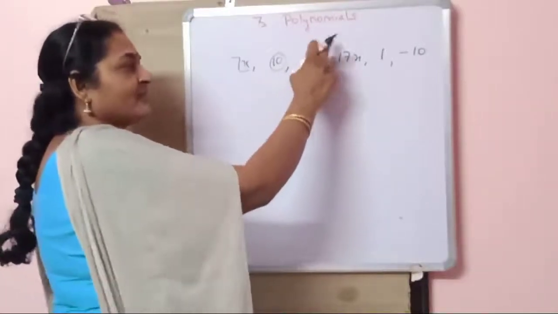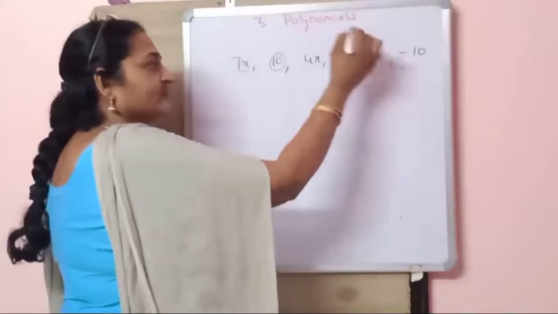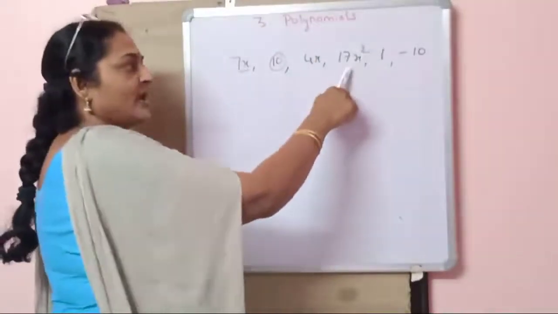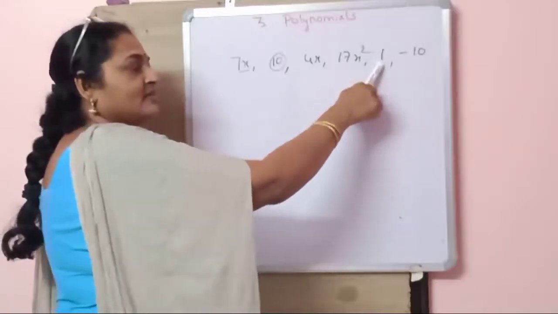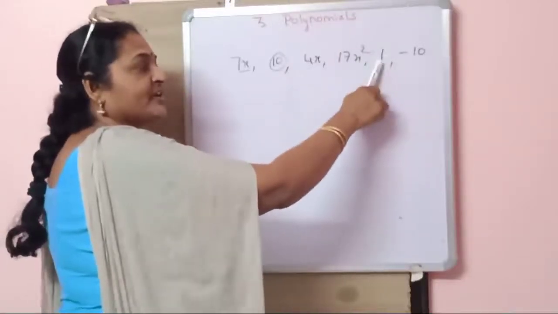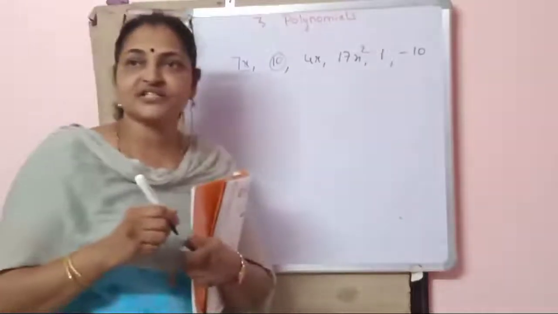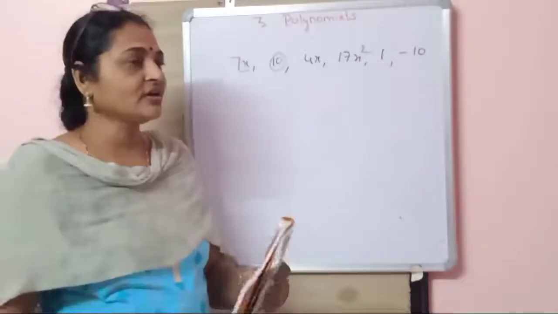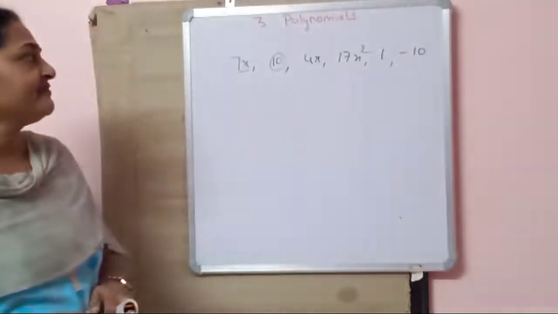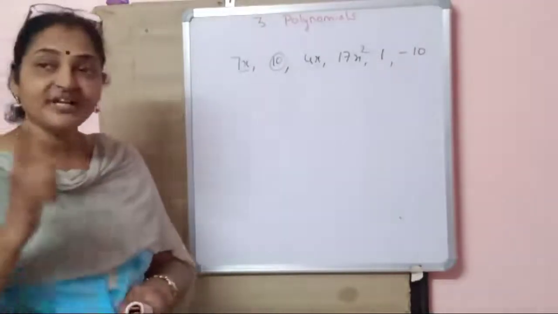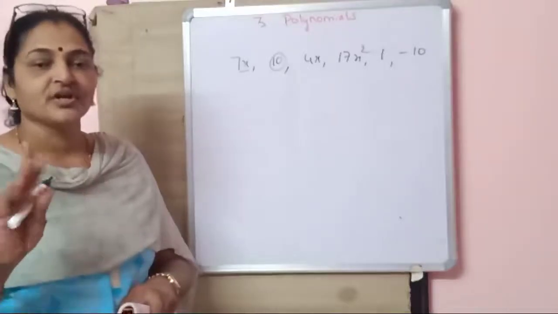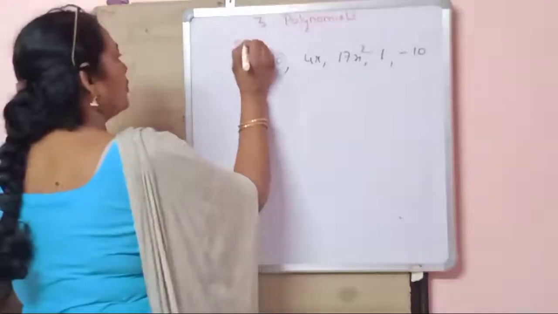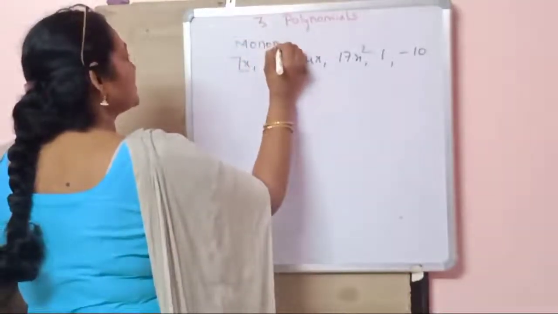4x, degree of x will be 1. Suppose it is 17x square, degree of x is 2 and only one term is there. 1 is also a constant polynomial with degree 0. Minus 10 is also a constant polynomial with degree 0. So these are the polynomials with one term. Sorry, not degree 1. Polynomials with one term are called monomials. So all these are monomials.